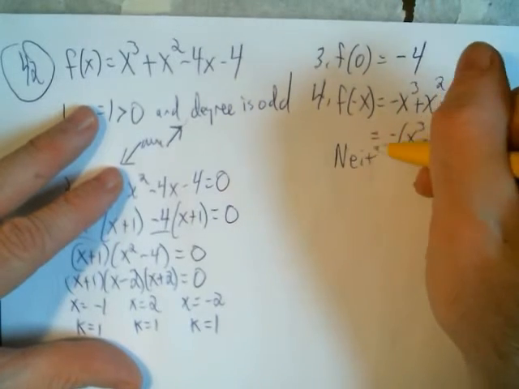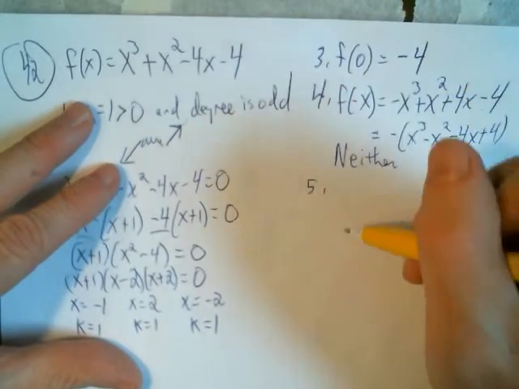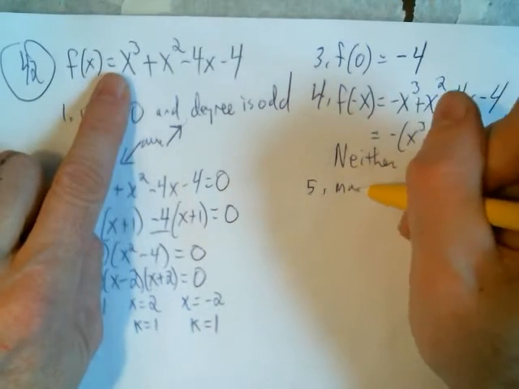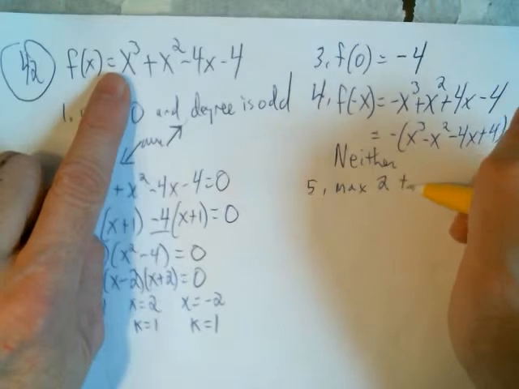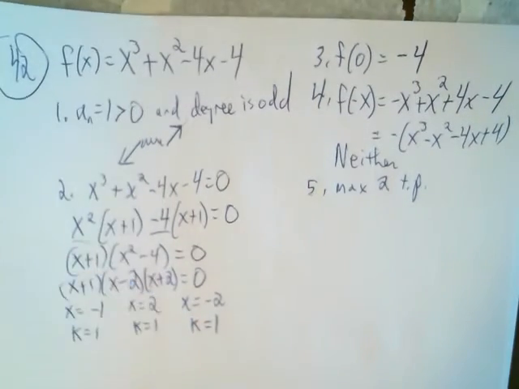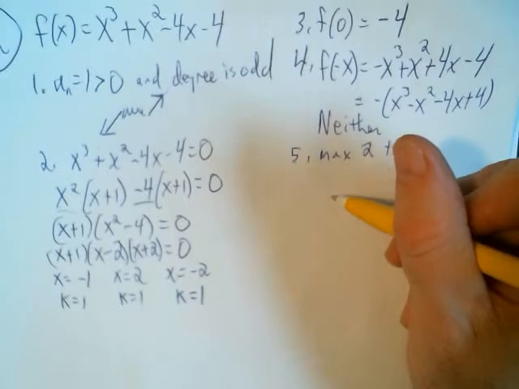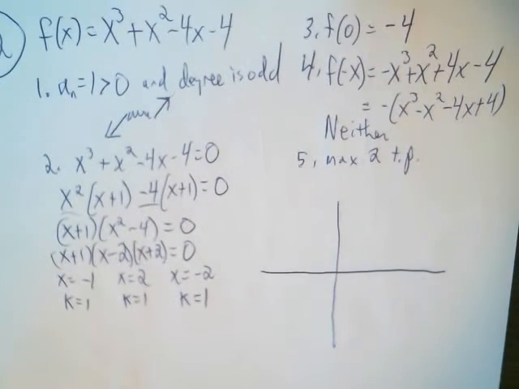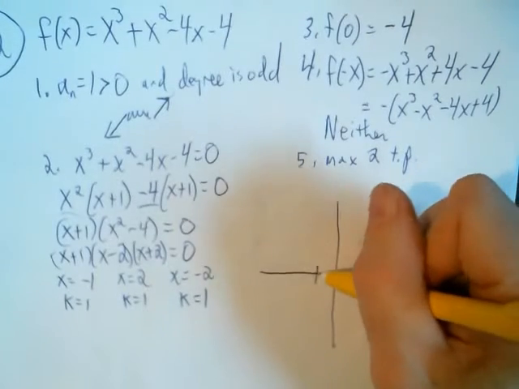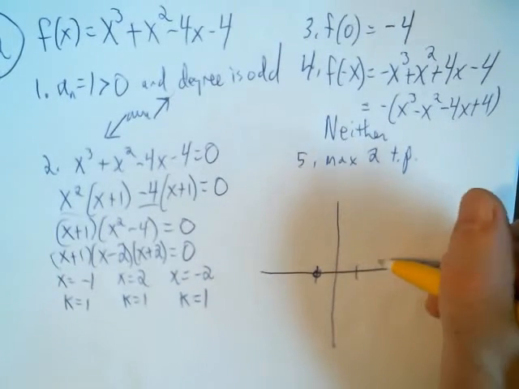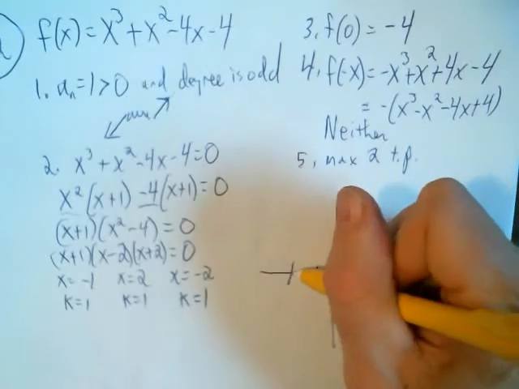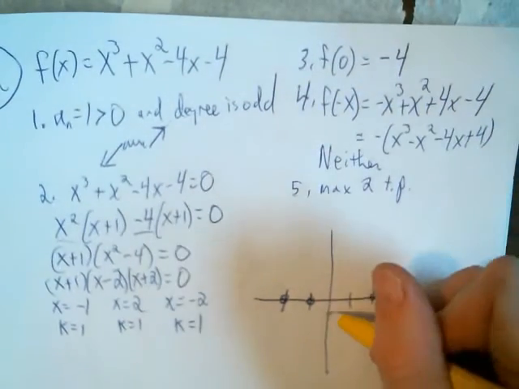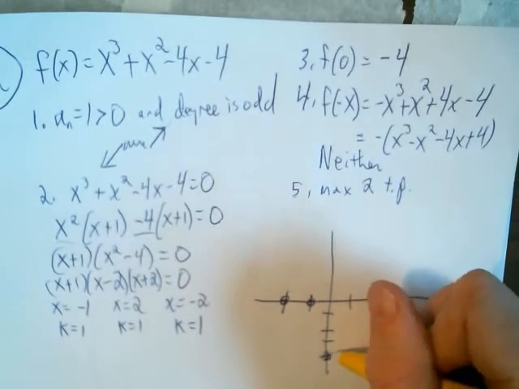So it's neither, even or odd. And then finally, we're looking at the turning point, so max 2 turning points, max 2 TP, I guess we'll call it. Okay, so I'm going to go ahead and graph this thingamajig best I can. So we got -1, there's a point there, at 2, there's a point there, at -2, there's a point there. F of 0 is -4, 1, 2, 3, 4, so you got a point there.